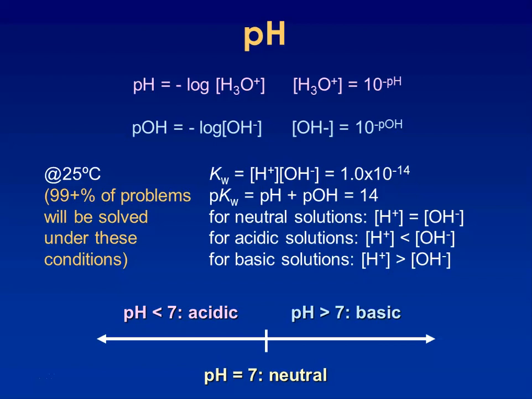When we are at 25 degrees Celsius room temperature, the equilibrium constant for when water dissociates into its hydrogen ions and hydroxide ions is very negligible.